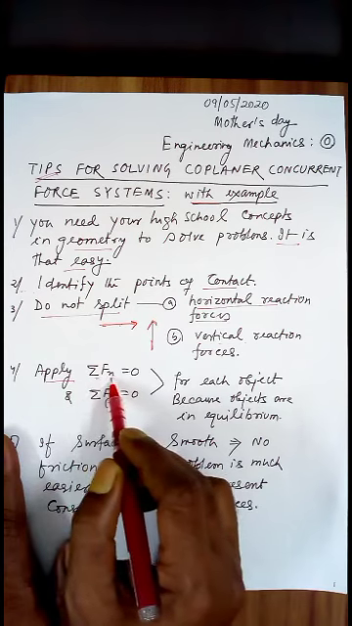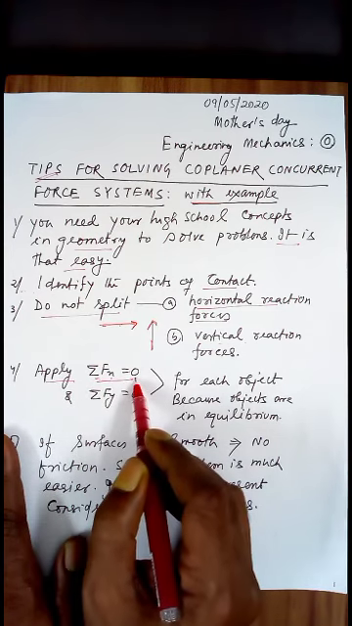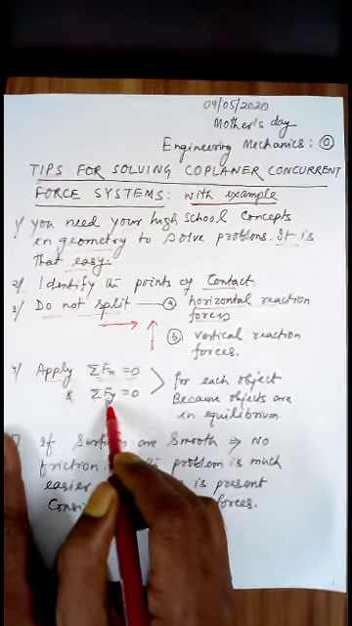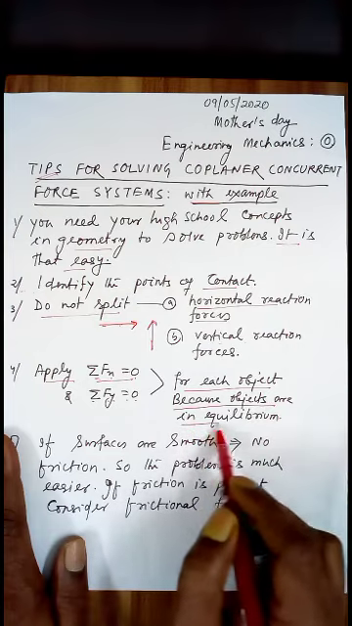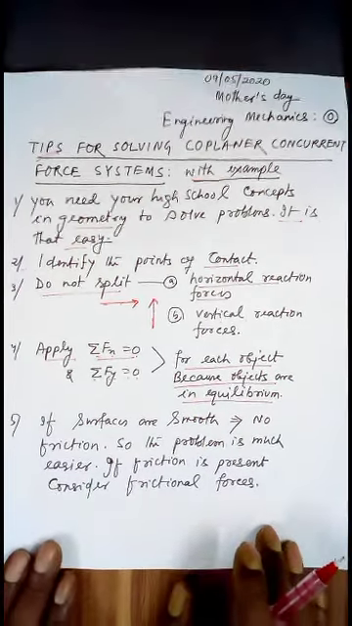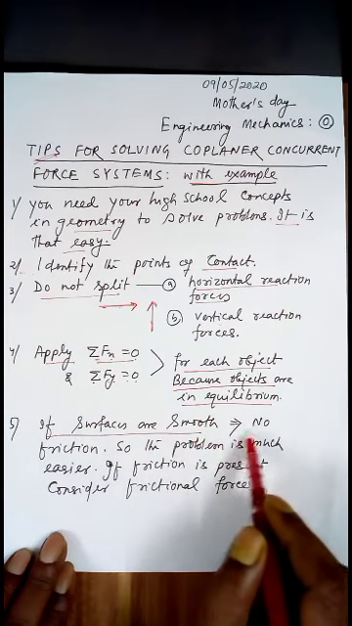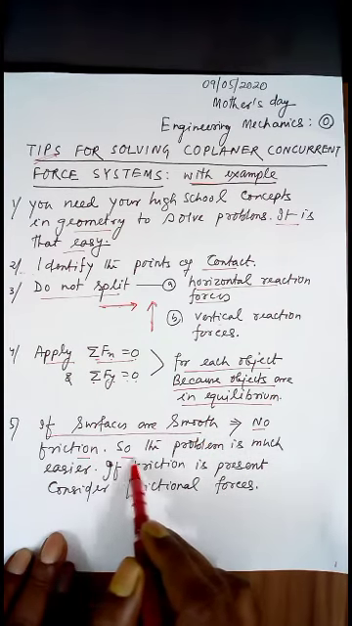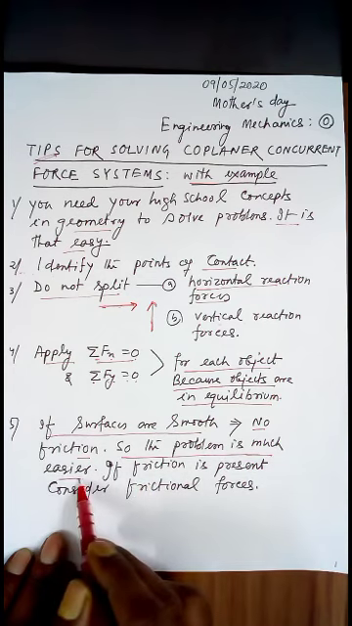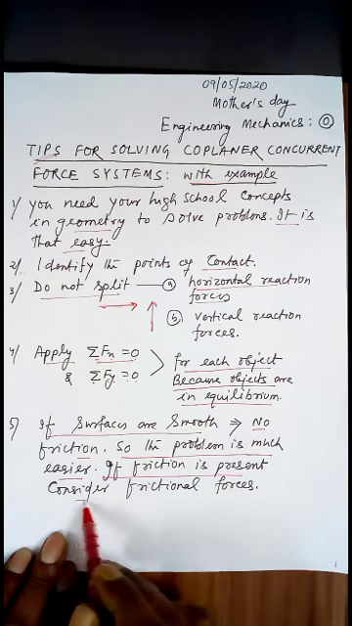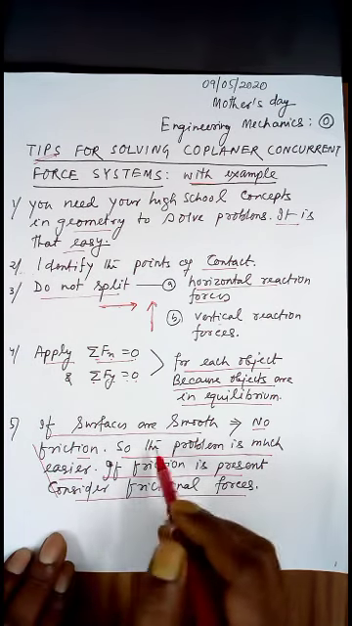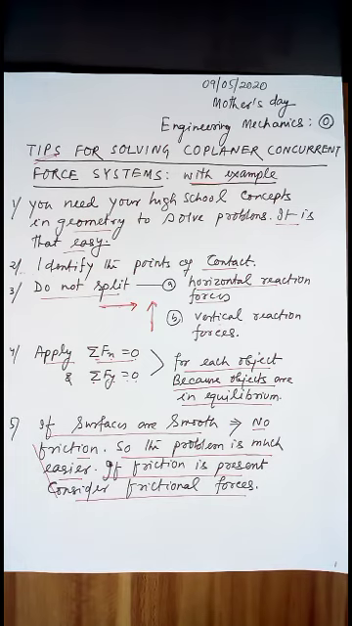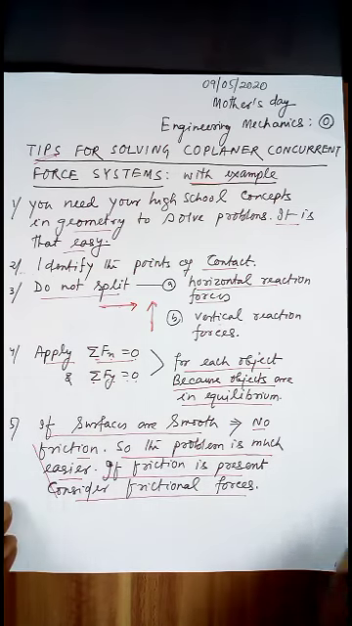Then apply sigma Fx equals 0, meaning the sum of the forces along the x-axis is 0, and the sum of the forces along the y-axis is 0 for each object, because each object is in equilibrium. Now again, if surfaces are smooth, implying there is no friction, the problem is much easier. If friction is present, consider the frictional forces. Normally in engineering, you don't come across frictional forces. They give a simple numerical problem on coplanar concurrent forces. It takes about 20 to 25 minutes to solve it. So let us now.